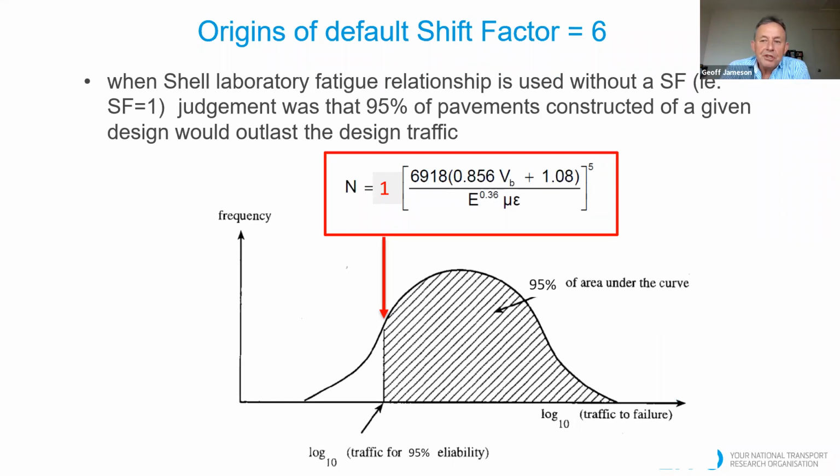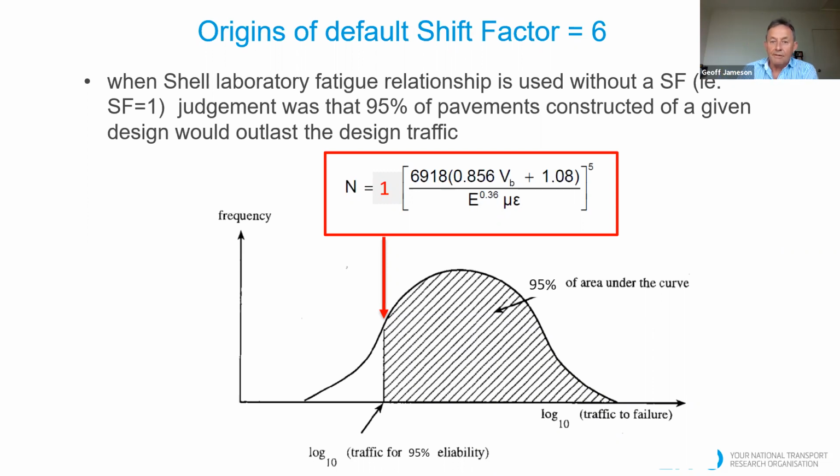And when we put that distribution to our panel of experienced road agency designers, their view was that if we just use the Shell fatigue relationship without a shift factor, in other words, a shift factor of 1, 95% of constructed pavements would outlast the design traffic. So they thought that if you just use the design system with a lab fatigue model, the designs would be highly reliable.